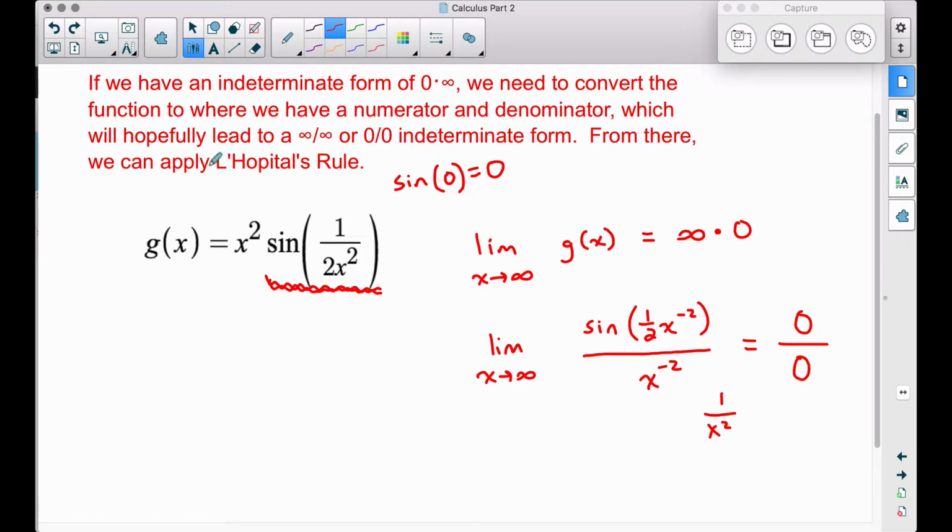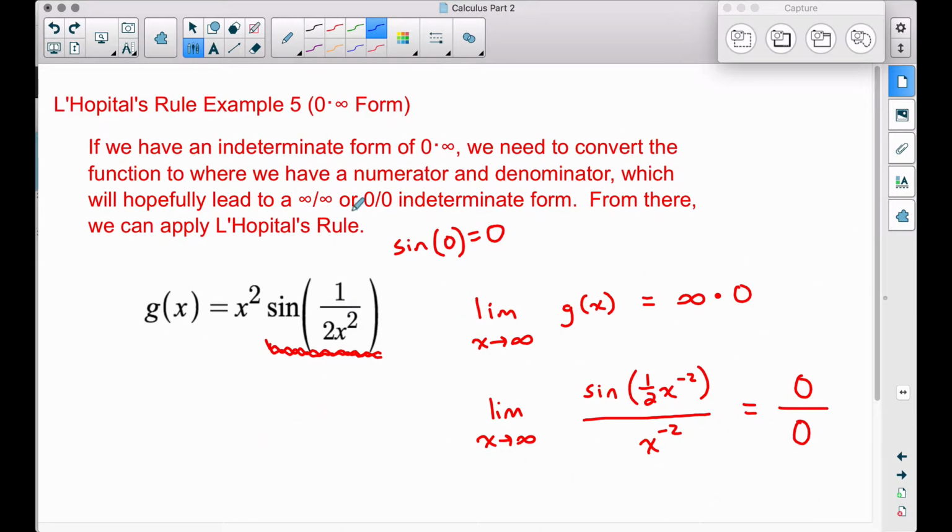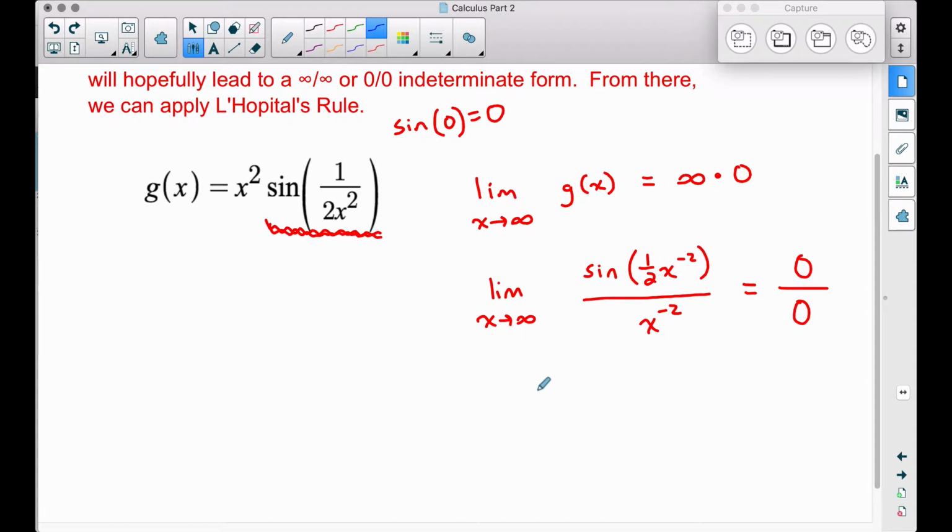From here, we can apply L'Hopital's rule. So if you did watch examples 1, 2, 3, and 4 up until this point, L'Hopital's rule from here, we can take the derivative of the top and the derivative of the bottom, and we can try to apply this limit again. So let's do that.